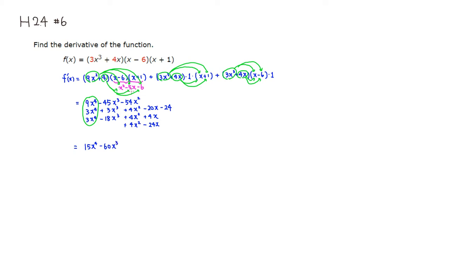And the next one, you have 54 plus 4, so 58, and then you have minus 42, so that gives 16x squared. And here you have a negative 24 and a plus 4, so it's going to be negative 20, so a negative 40x minus 24. So let's type it in.